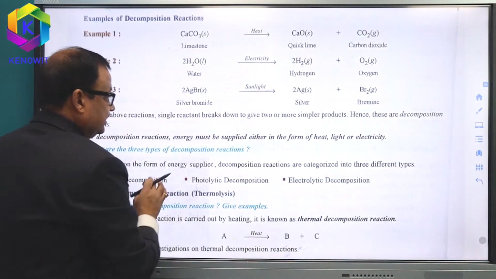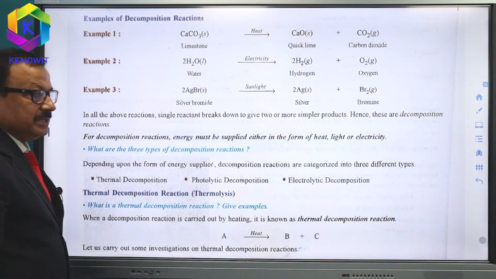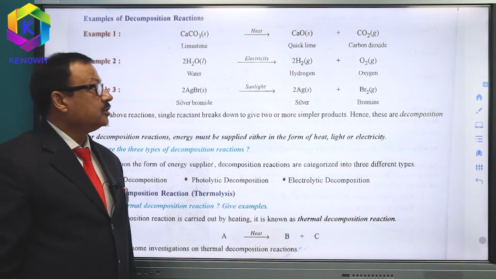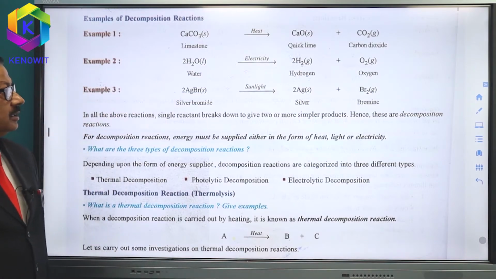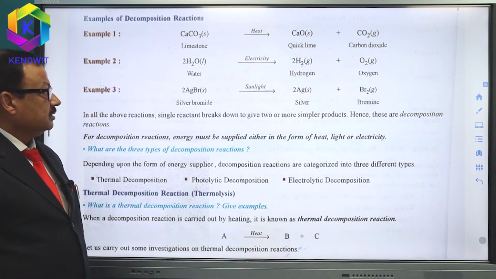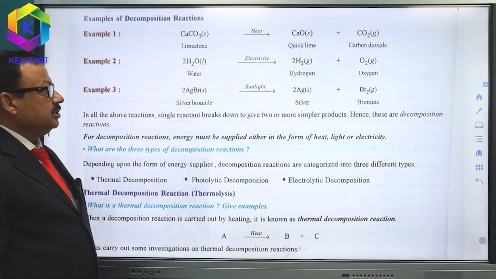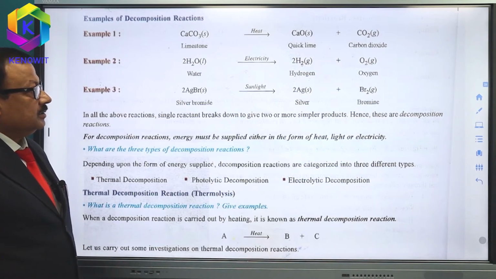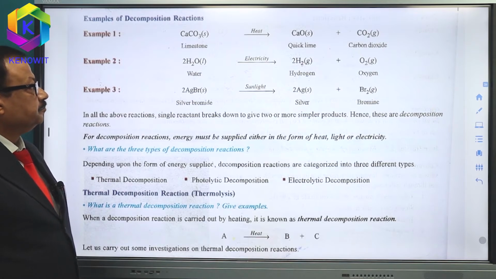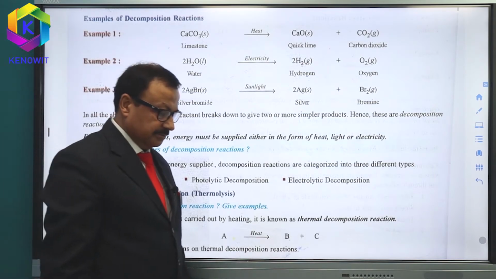So decomposition reaction, like calcium carbonate, limestone. Limestone on decomposition gives calcium oxide plus carbon dioxide. Water on decomposition gives hydrogen plus oxygen. Silver bromide, AgBr, on decomposition gives silver plus bromine. But in these three reactions, all three decomposition reactions are different.